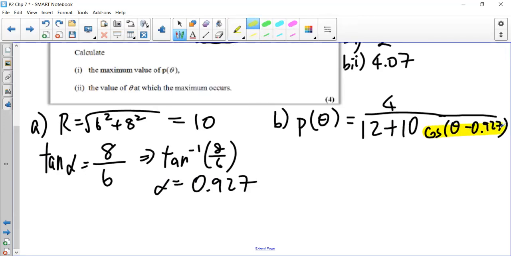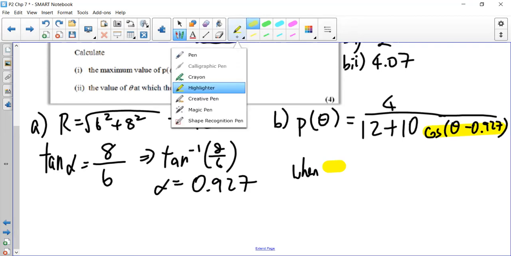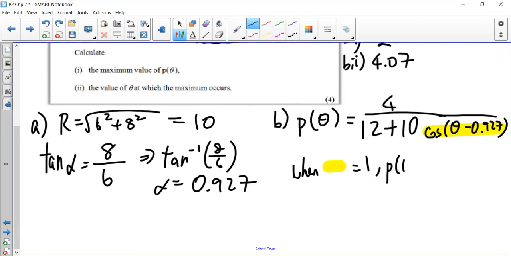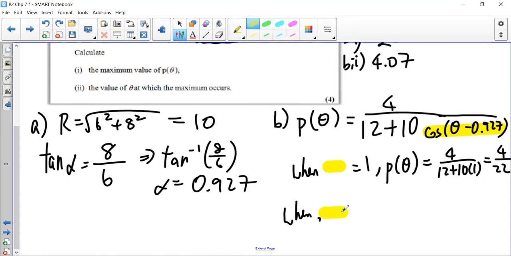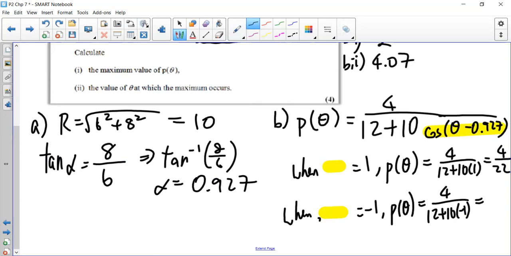Right? Then I can start to enjoy my snack. That's my bracket between 1 and minus 1. If you struggled with that previously, have a go again now. Okay, so when that equals 1, P of theta equals 4 over 12 plus 10 times 1, which is 4 over 22. But when that equals minus 1, P of theta equals 4 over 12 plus 10 times minus 1, which is 4 over 2, which is 2. And hence 2 is definitely bigger than 4 over 22. That's the maximum.